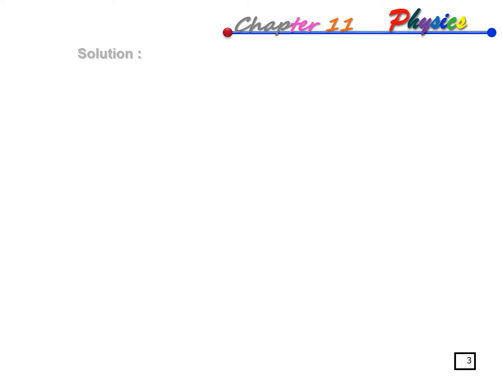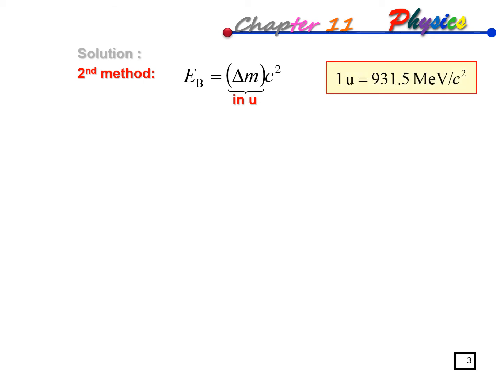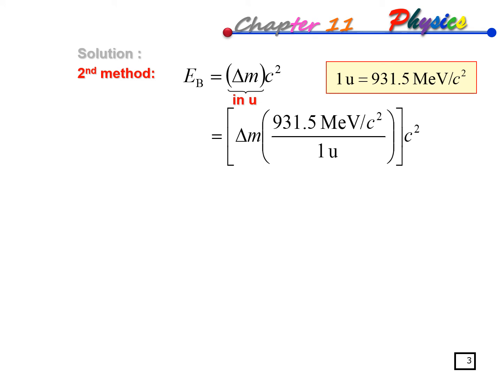For the second method, we can use the formula directly. We use the value in atomic mass units, where one atomic mass unit is equivalent to 931.5 MeV. How we end up with this conversion is available in the notes. So you can straight away replace in the value.